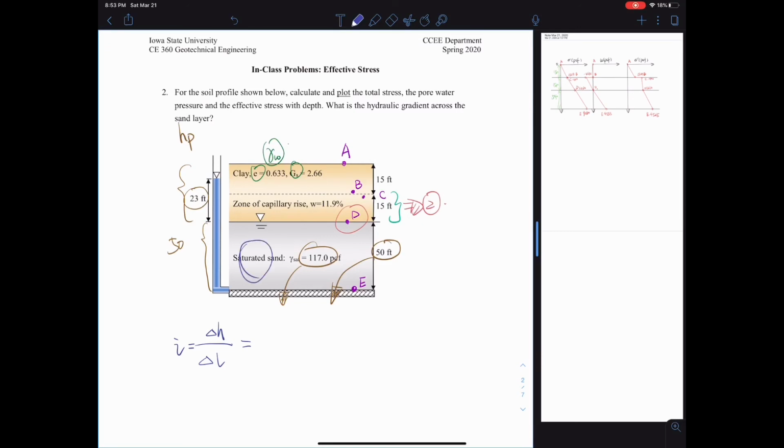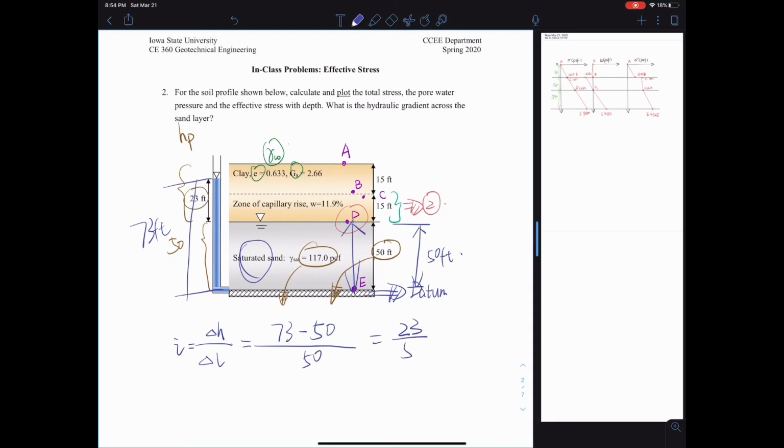The head loss is very easy. Let's assume that this layer is the datum here, and the total head here should be 50, and the total head here should be 73. Then the head loss should be 73 minus 50, over the distance. The distance is this part, which is 50. So this is 23 over 50, which equals 0.46.